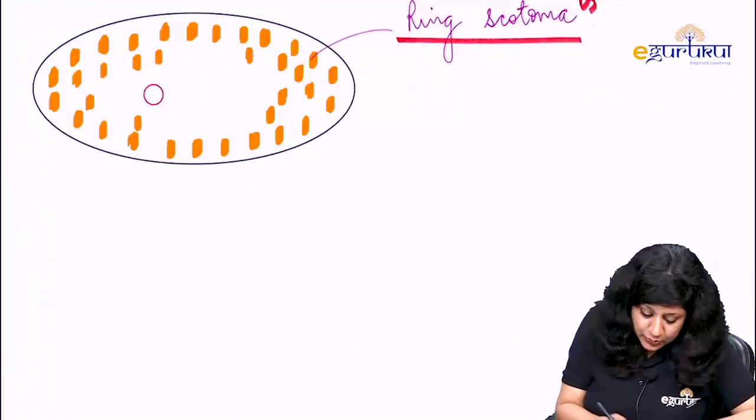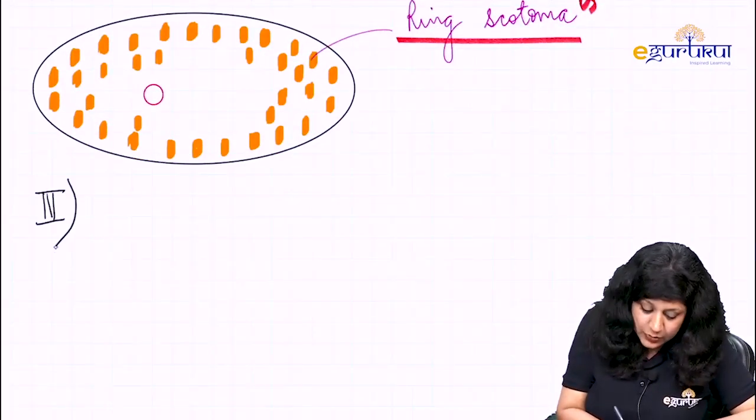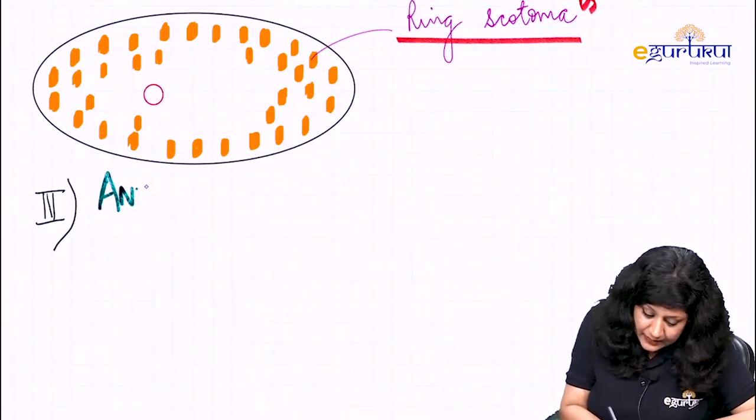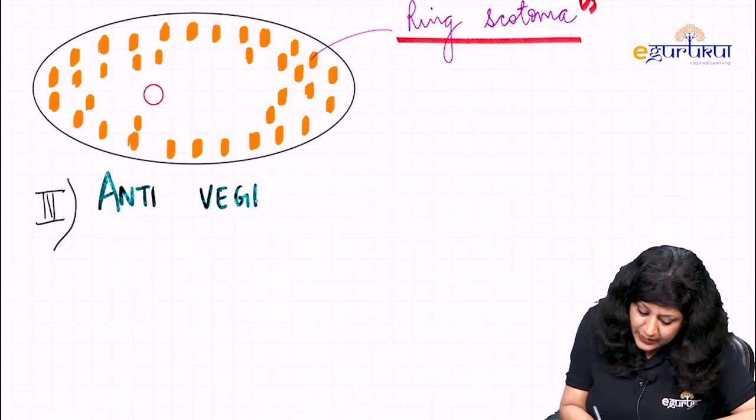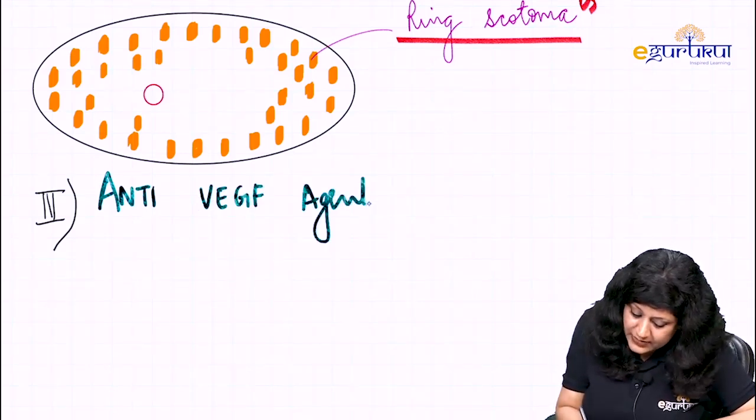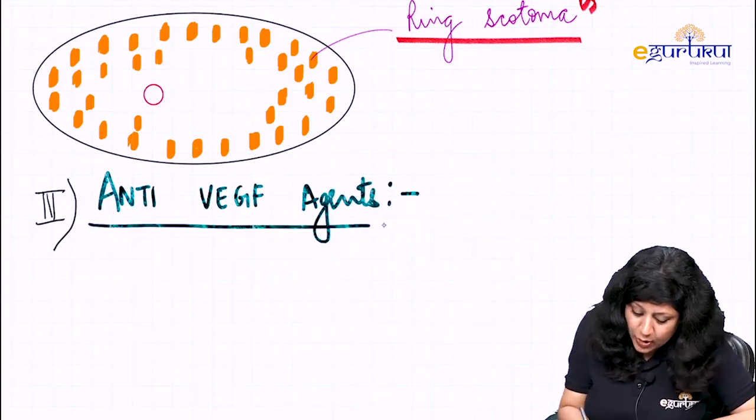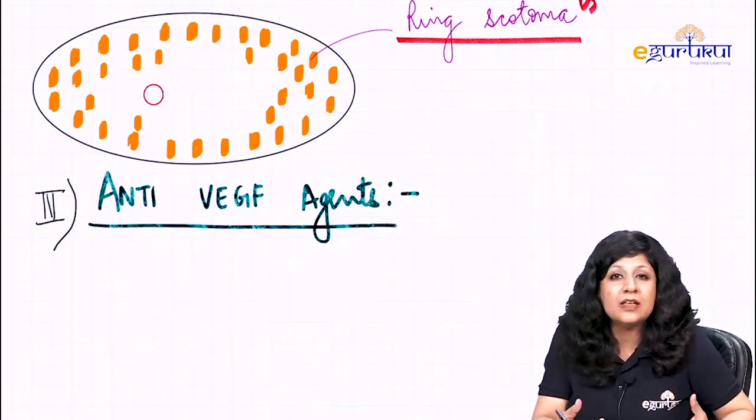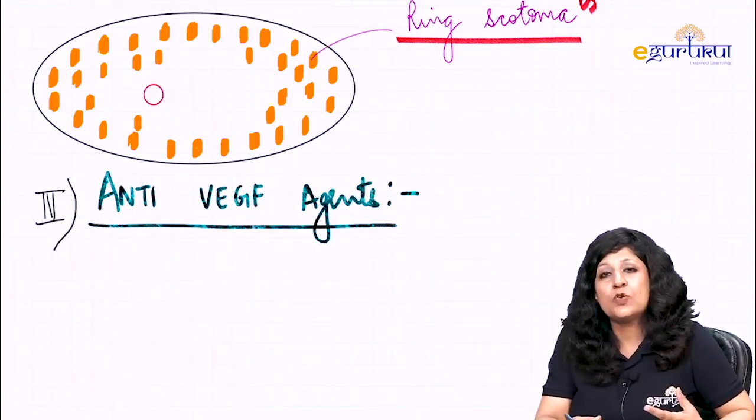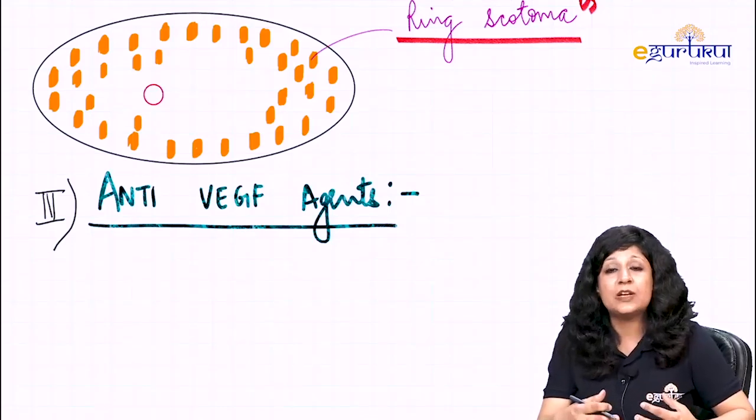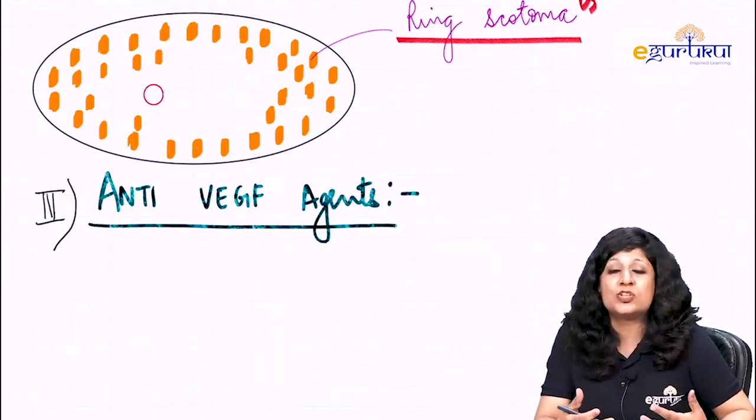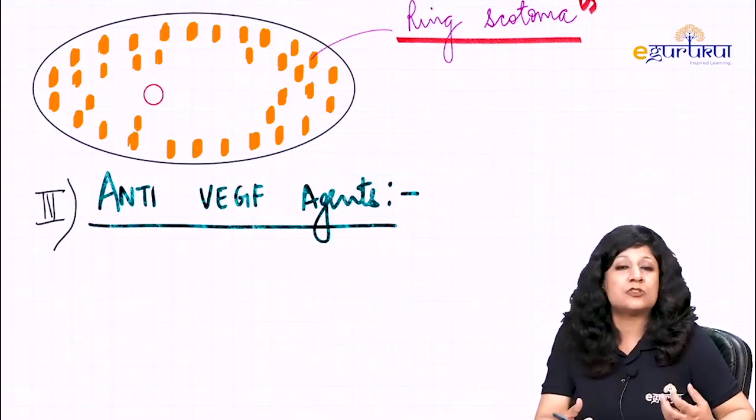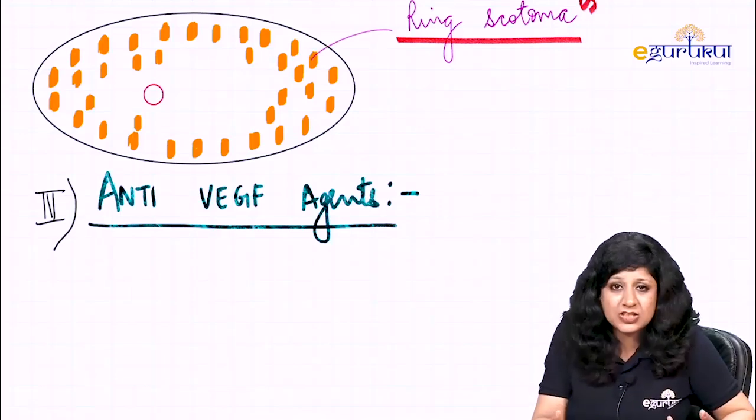Now coming to the third step, what else we can do? We can also give the anti-VEGF agents. As we discussed, mostly all the complications are taking place due to the vitreous hemorrhage, due to the bleeding from the blood vessels. So what can I do? I can reverse this neovascularization by giving the anti-VEGF agents, because we know the main factor responsible for the angiogenesis is VEGF.